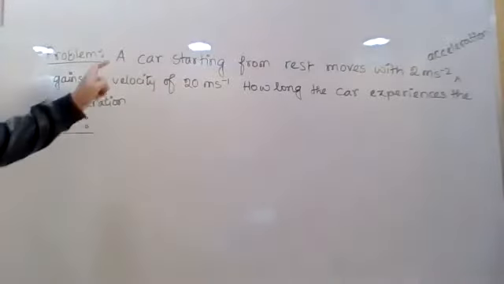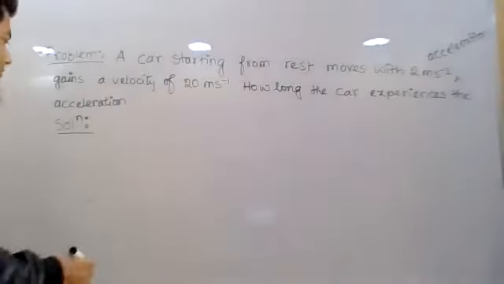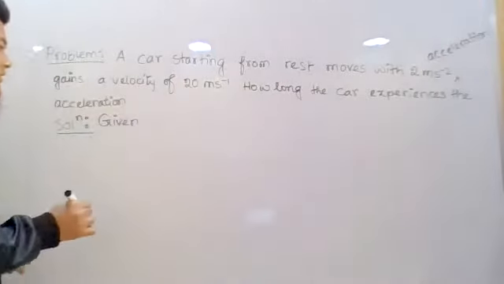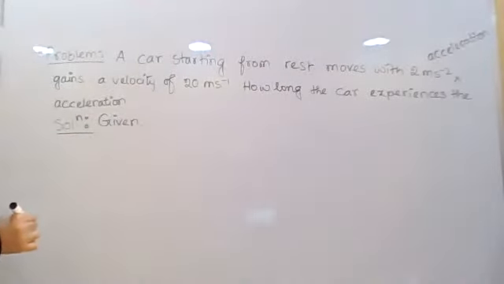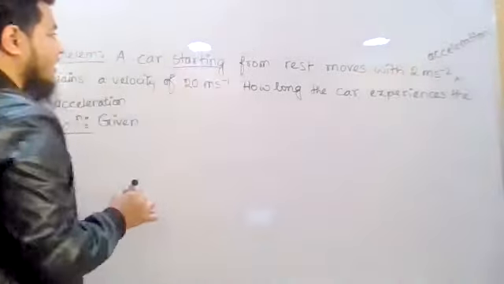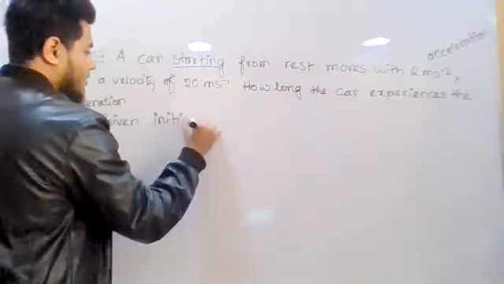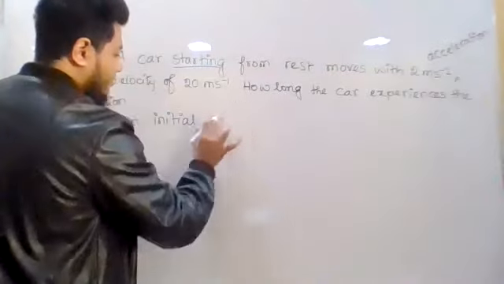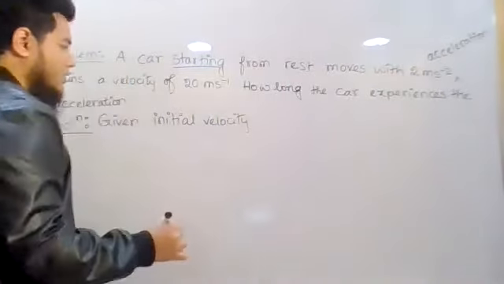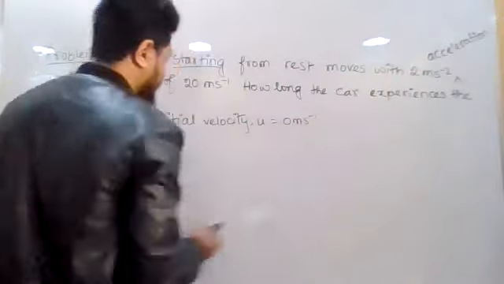At first, they are saying a car is starting from rest. Rest means how much is the velocity? 0. So that is the initial velocity or the final velocity? Initial velocity. What I have said, the car is starting from rest. That means initial velocity. What do we represent with initial velocity? U. Yes. By u, we represent initial velocity. That is 0 meter per second.